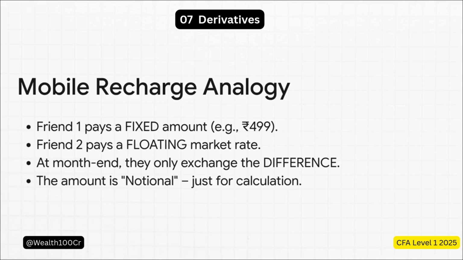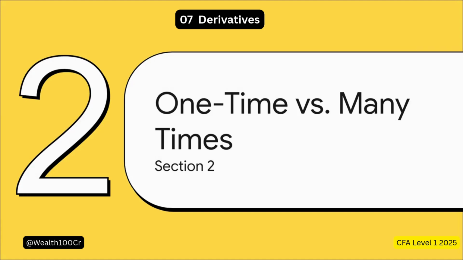But Sunita says, okay Anil, I will pay the floating rate, whatever the market rate for data is on that day. Now, here is the important part. At the end of the month, do they give each other the full amount? No, they only exchange the difference in cash. And one more thing, please understand, no one's phone is actually getting recharged. The 499 rupees is just a number they use for their calculation. We call this a notional amount. It's just for the math. Simple, no? Very good, very good.